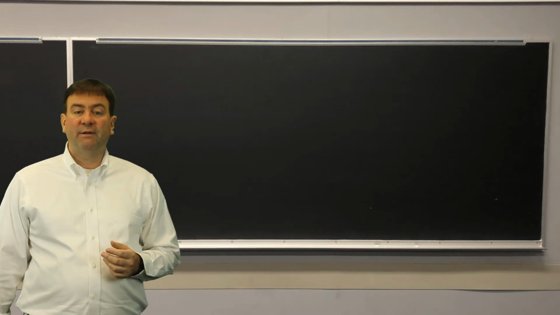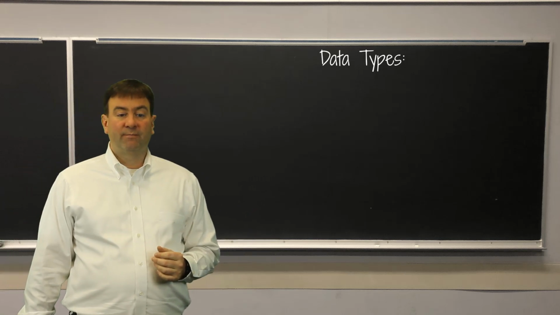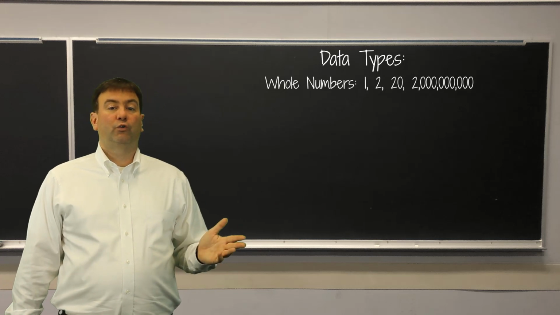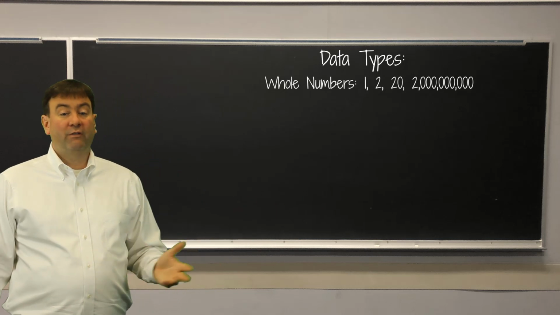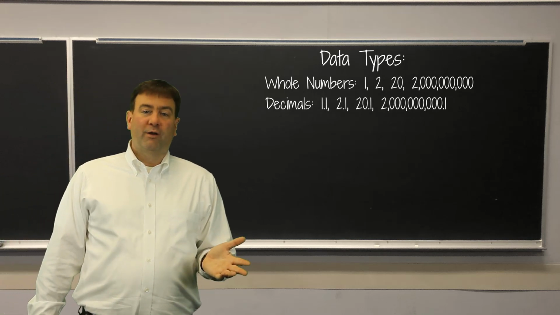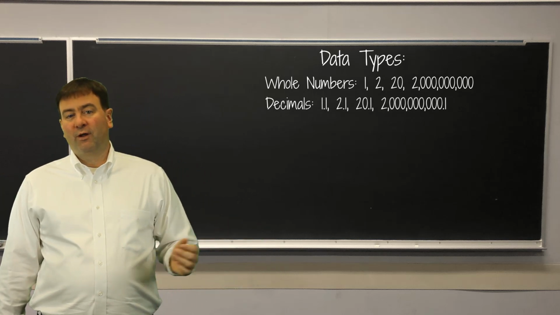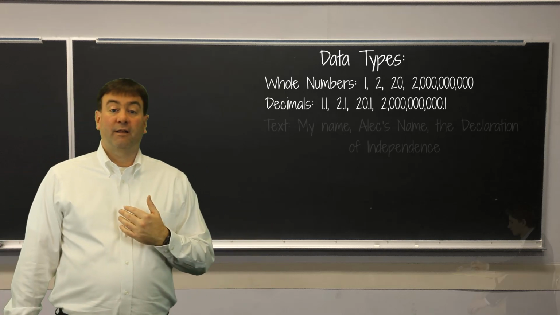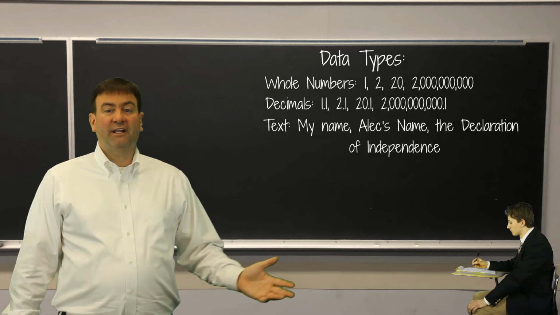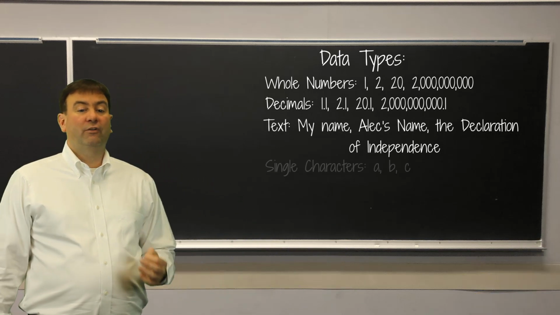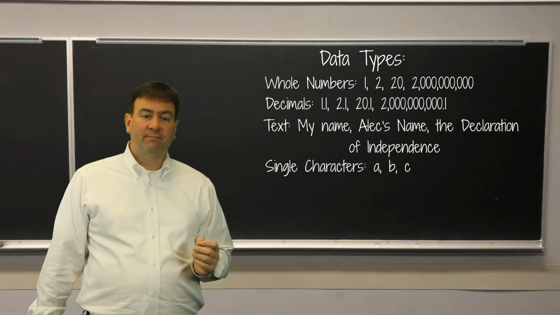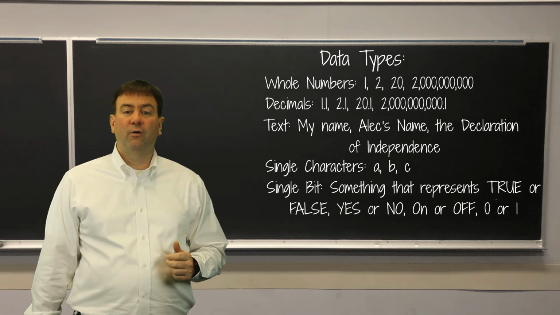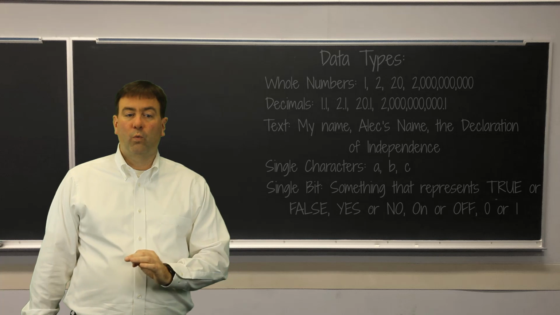In the case of programming, we have data of a particular type. For example, we have whole numbers like 1, 2, 20, 2 billion. We have numbers with decimals like 1.1, 2.1, 20.1, and 2 billion point 1. We have text like my name, Alex's name, the Declaration of Independence. We have single characters like A, B, C, and we have a single bit, something that represents true or false, yes or no, on or off, 0 or 1.